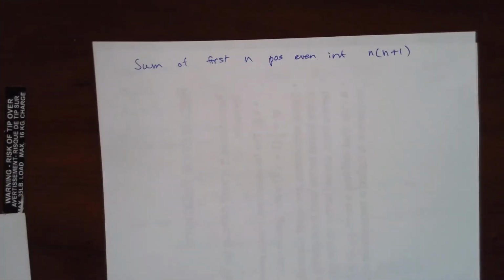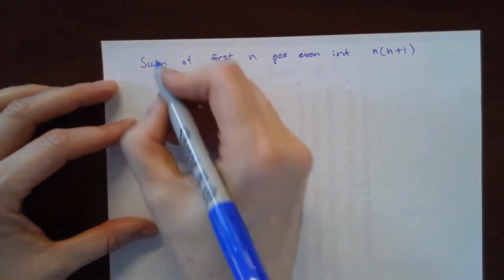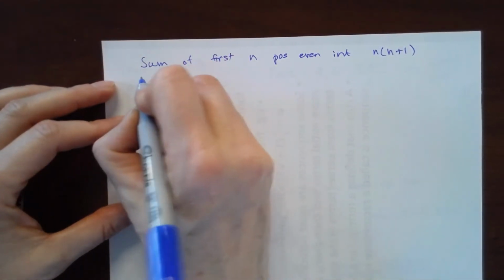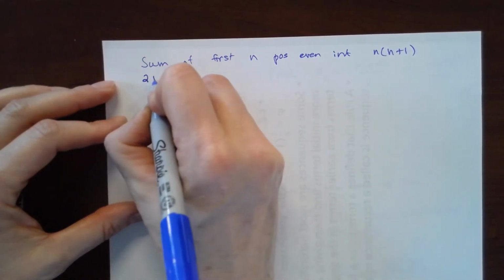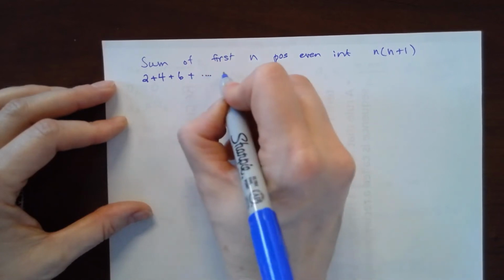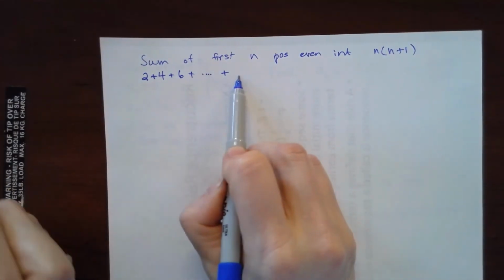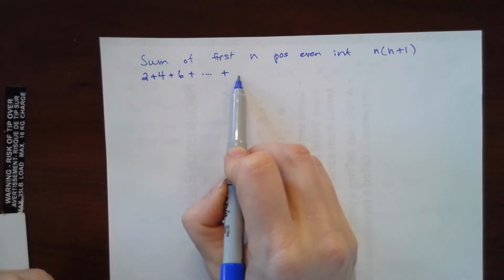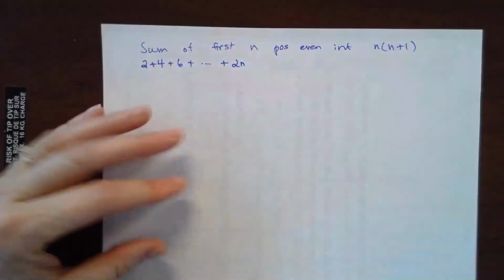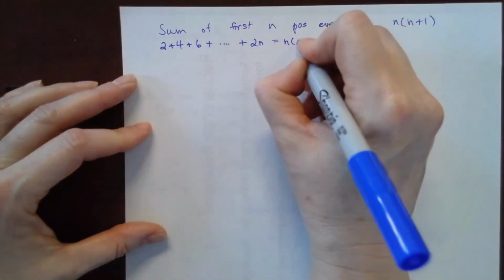All right. So the sum of the first n positive even integers is n times n plus 1. So let's think about what that's saying. I would take the first positive even integer, which would be 2, and then the next one would be 4, and then the next one would be 6, and I'd keep going on and on. And if I'm doing the first n of them, what would the nth positive even integer be? 2n. Okay. So basically, we're asking to prove that this sum is equal to n times n plus 1.